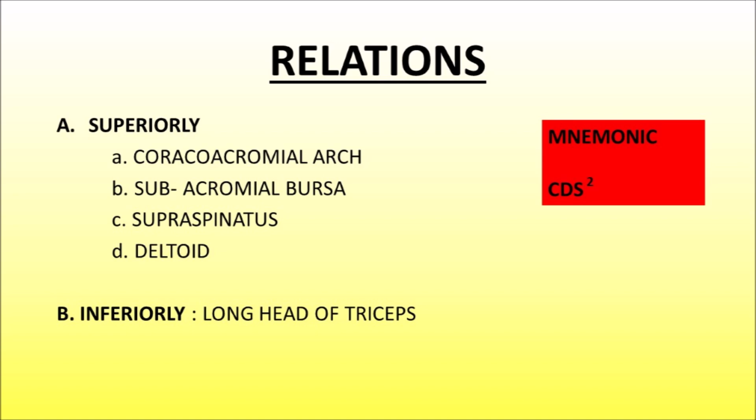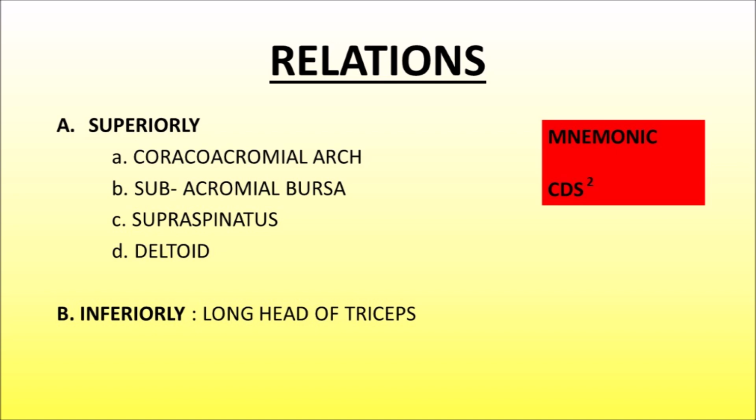Superior, inferior, anterior, and posterior relation. Let us start with the superior relation. In order to remember the superior relation, remember the mnemonic CDS square, where C stands for coracohumeral arch and D stands for deltoid.